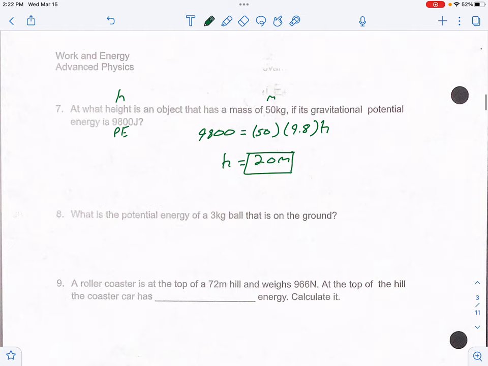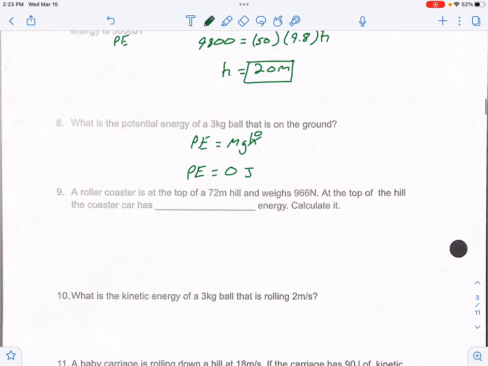Number 8, what is the potential energy of a 3-kilogram ball that is on the ground? So remember we talked about potential energy equals mass times gravity times height. Well, if my height is 0, meaning I'm on the ground, that means everything's 0. So that means my potential energy is going to be 0 joules. So if you are not even off the ground and you have no height, then you have no potential energy.